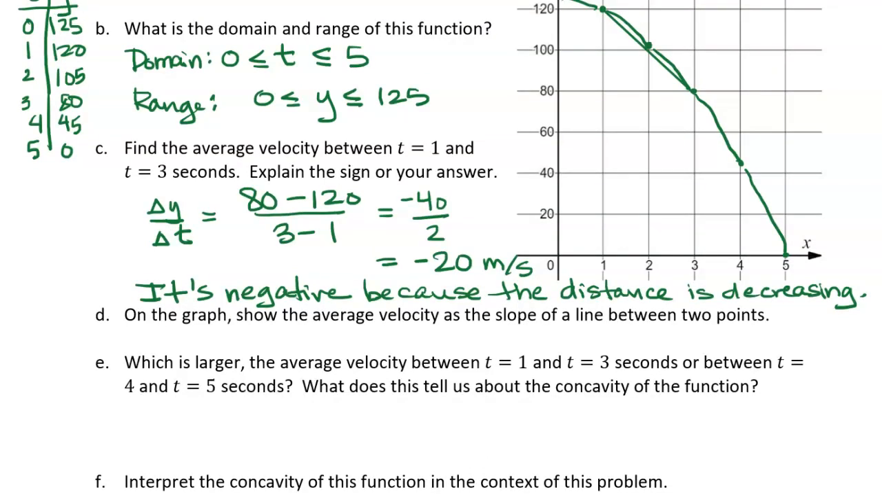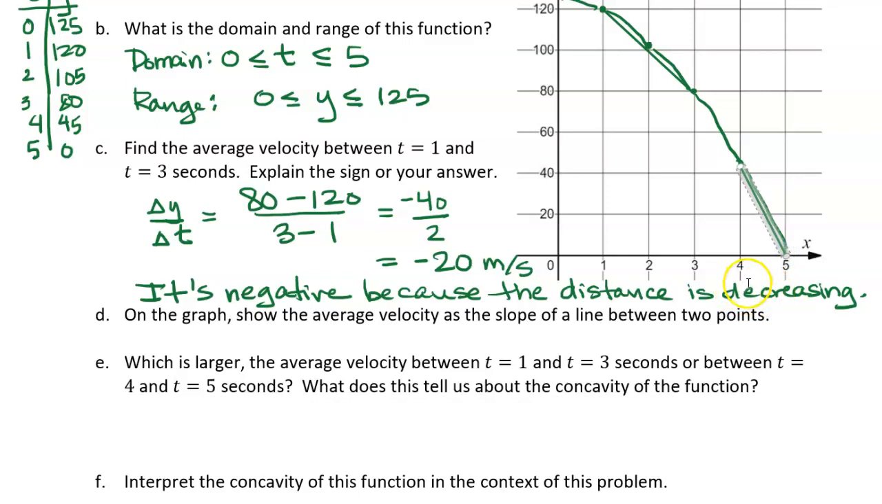All right, and then what does it tell us about the concavity of the function? So let's draw another line. We got the line between 1 and 3. Let's draw a line between 4 and 5. I'll draw another line down here going from 4 to 5.